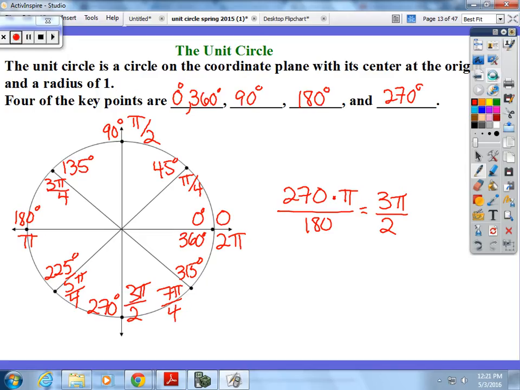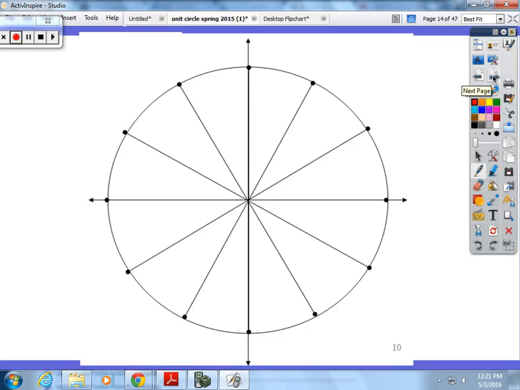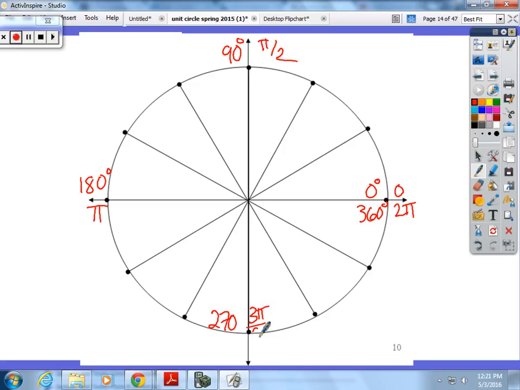Now we're going to do the 60-degree angles. So you've got still your key angles. You've got 0, 2 pi, 0, 360. You've got 90 and pi over 2. You've got 180 and pi, and you've got 270 and 3 pi over 2. Okay, and now we know these go up by 30s, so you've got 30 degrees, 60 degrees, and then we also figured out that this was pi over 3 already.